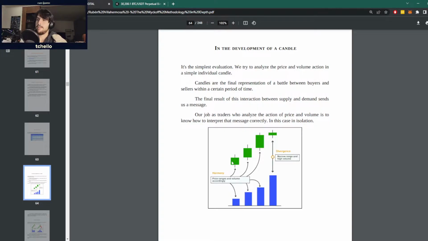So you have a small price movement and a small volume. Then you have a medium price movement and a medium volume. Then you have a big price movement and a big volume. Now, at the end, we see some divergence. So we have a narrow trading range, so a small candlestick, and a high volume, even higher than the rest.